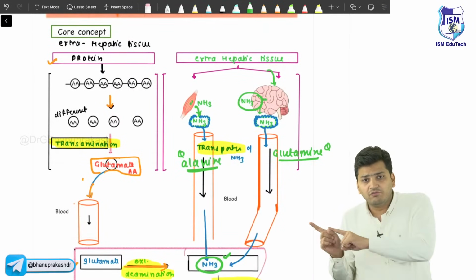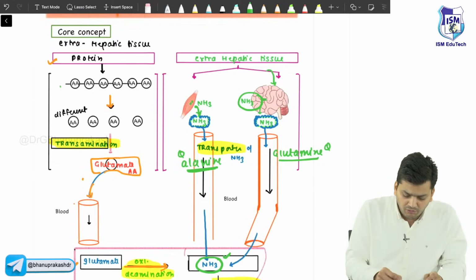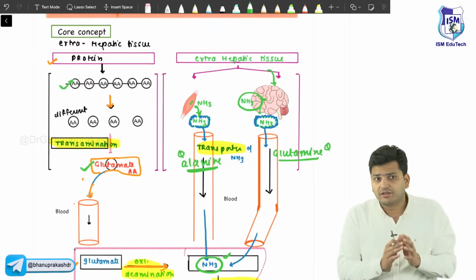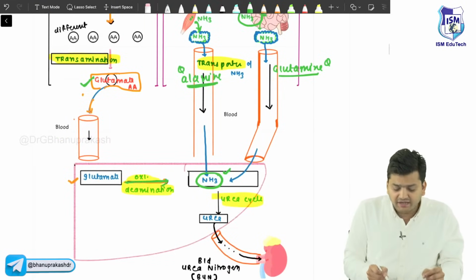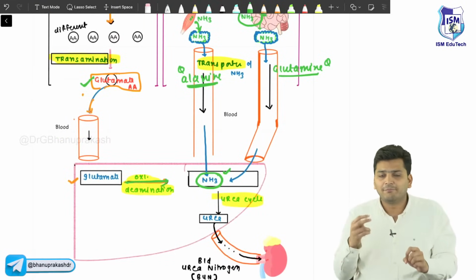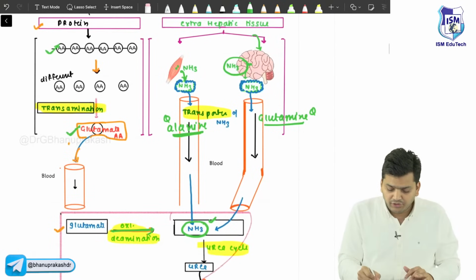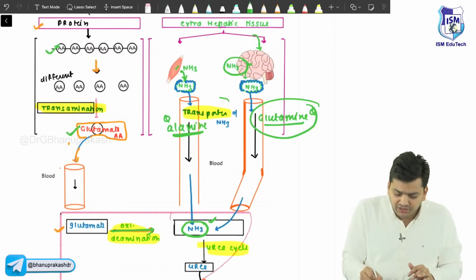The first, you convert all the amino acids into glutamate, and that process is called transamination. The second thing that you are going to do is this glutamate will reach the liver and will take out the ammonia from the glutamate. Third thing is the transporters, the most important question of this flowchart.